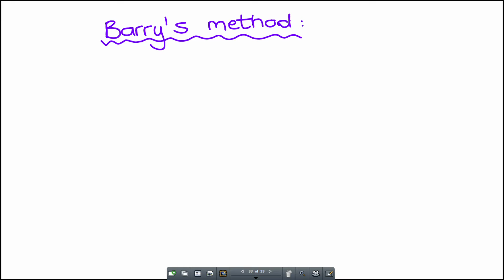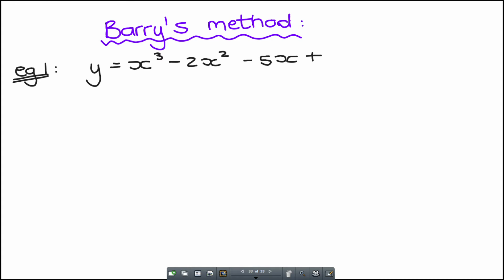Y is equal to x to the power 3 minus 2x to the power 2 minus 5x plus 6.